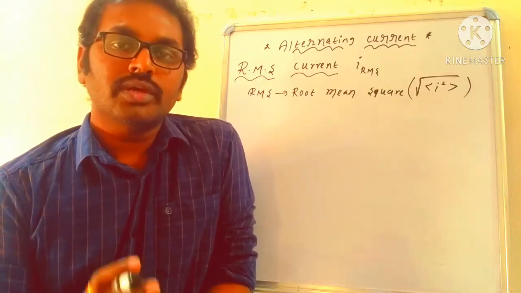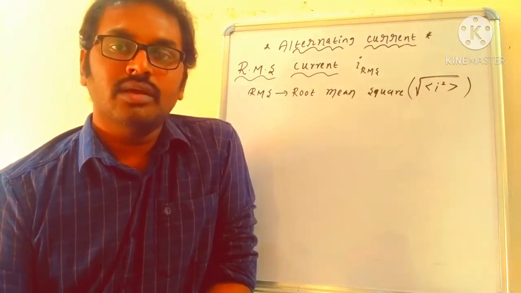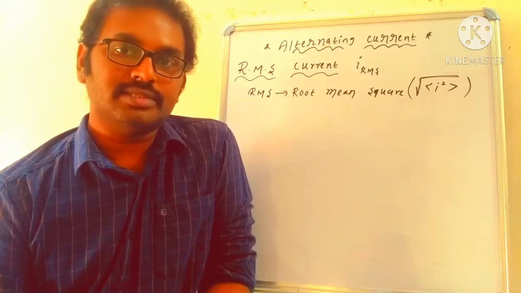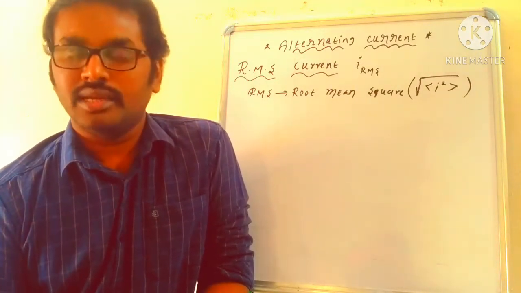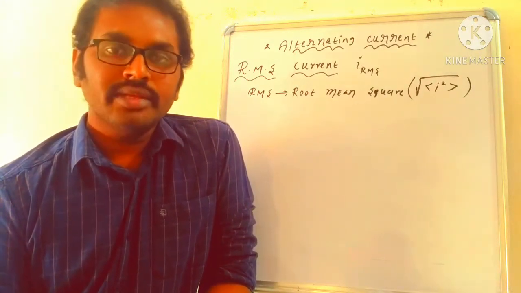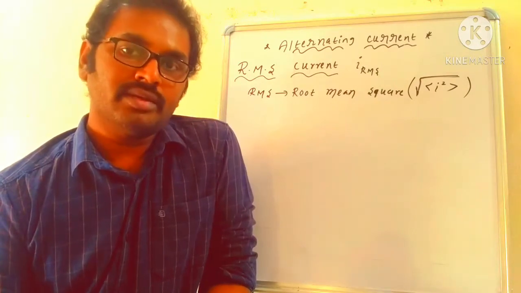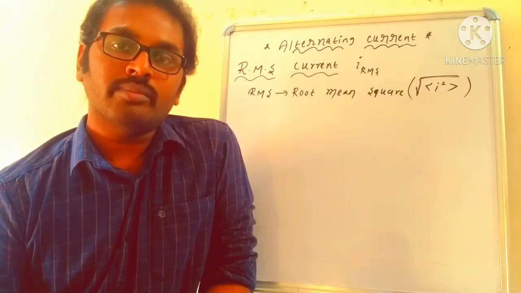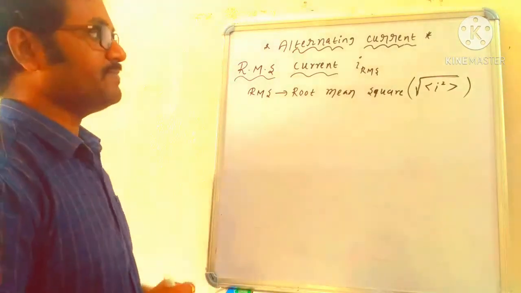So in this slide, we can see how to find the RMS current, root mean square current. This is more important than the average current. Let us see. Any instrument which is going to measure this kind of current is measuring nothing but the RMS, root mean square value. Let us see how to calibrate it.